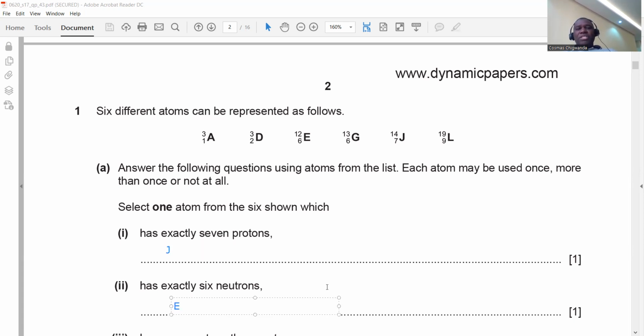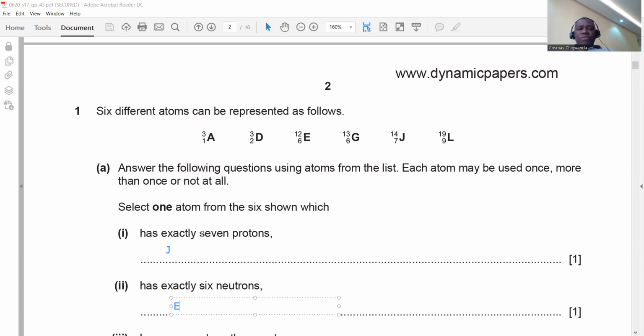Okay, right, but you can check if you want. 13 minus 6 is going to be 7. 14 minus 7, you're going to get 7. And 19 minus 9, you're going to get 10. So for has exactly 6 neutrons, our answer is going to be E.